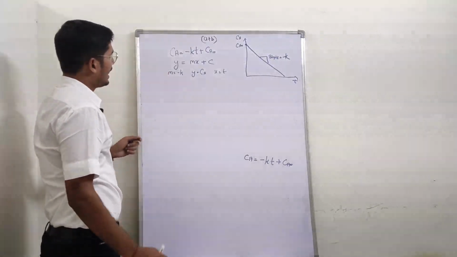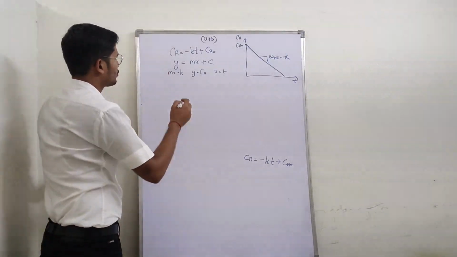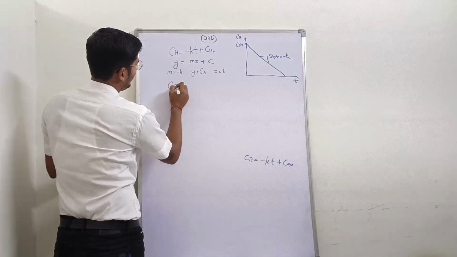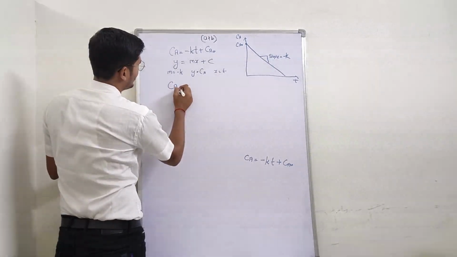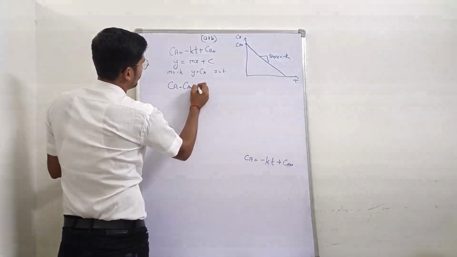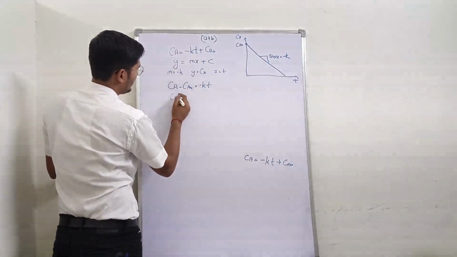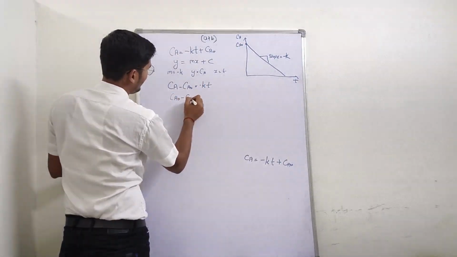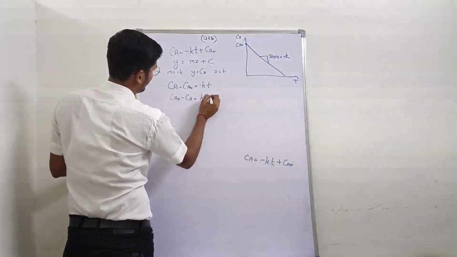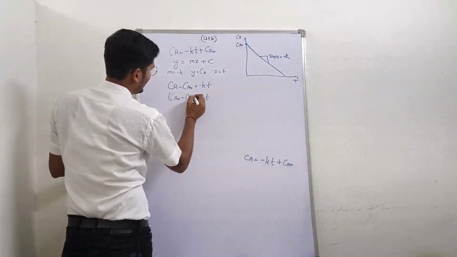And some more graphs are here also. We can also write C_A minus C_A0 equals minus Kt, and if we talk about C_A0 minus C_A, it will be Kt. So consider it as y.